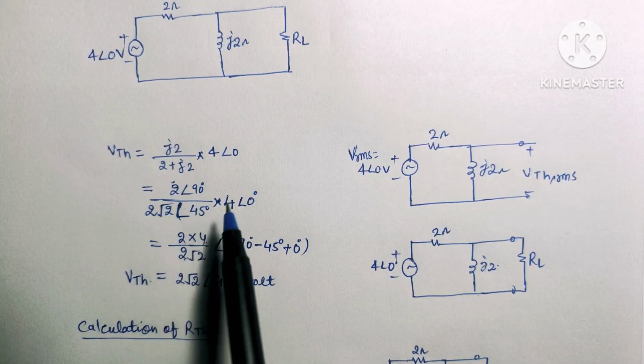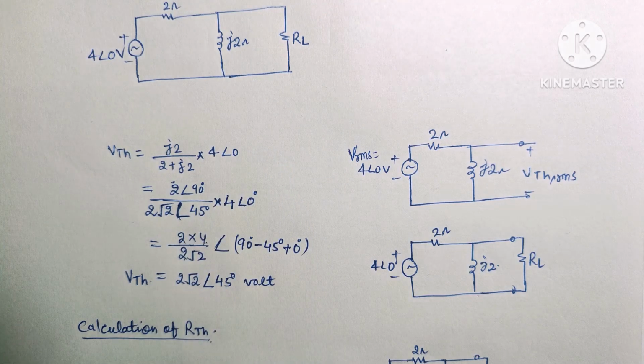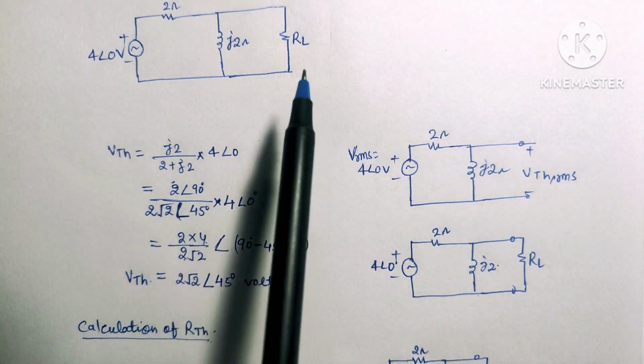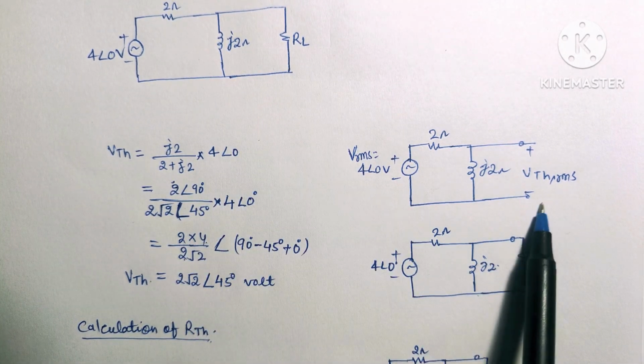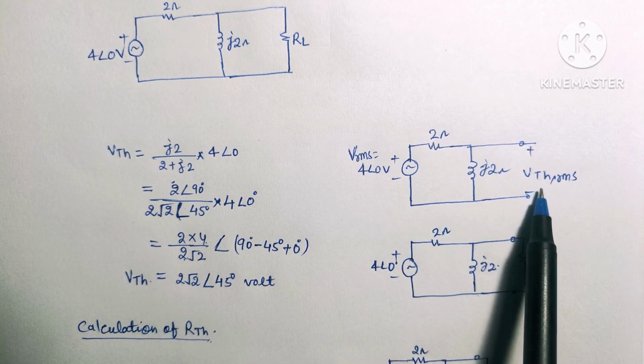To solve this question, first of all, we will find out Thevenin's equivalent of the circuit. Thevenin's equivalent means Thevenin's voltage and Thevenin's resistance of the circuit across terminal RL. We have removed this RL, open circuited it here so that we can find out the Thevenin's voltage.